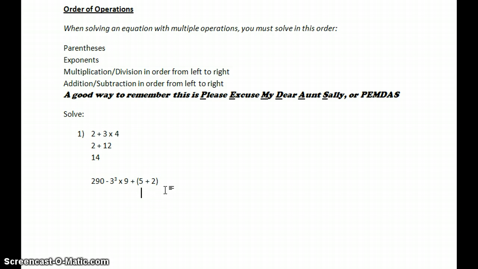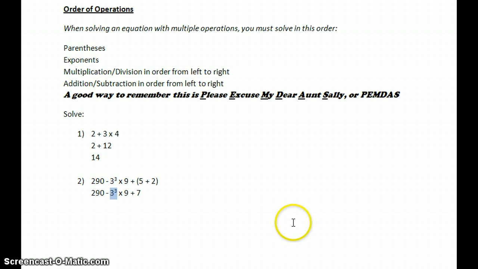So I like to just write it underneath, and I solve it one step at a time. So I say 5 plus 2 is 7, and then I write the other stuff in there. 290 minus 3 to the third times 9 plus 7. Now I've solved all parentheses, so my next job is to solve the exponents. I've got one exponent here to solve.